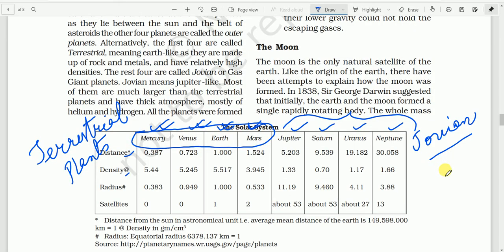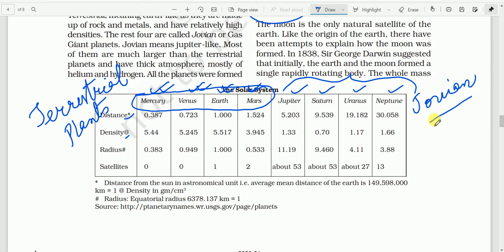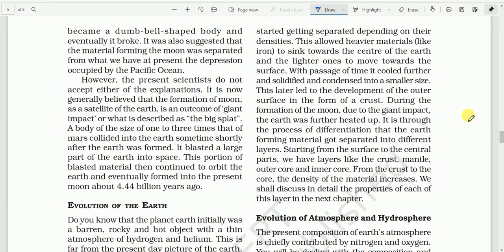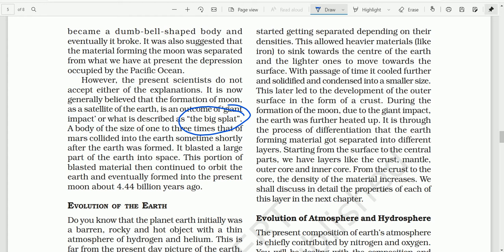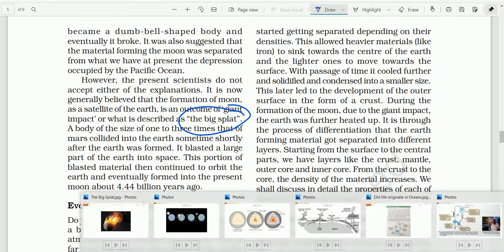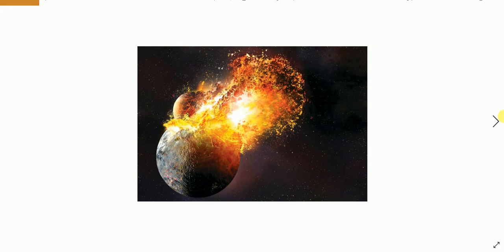And next we have the origin of the Moon. Our Moon is the only natural satellite of the Earth. Regarding the origin of the Moon, the most widely accepted hypothesis is the Big Splat theory, or hypothesis. Now, let me show you one picture. Okay, see here. This is the Big Splat simulation model.